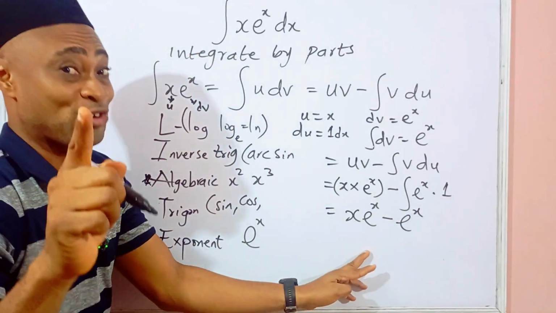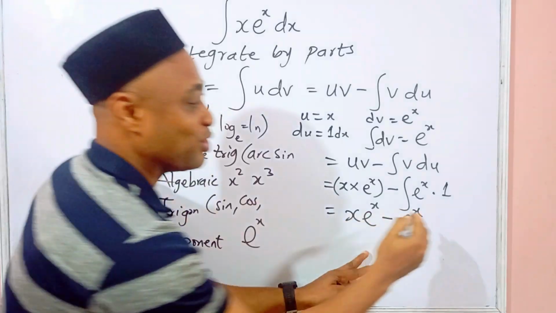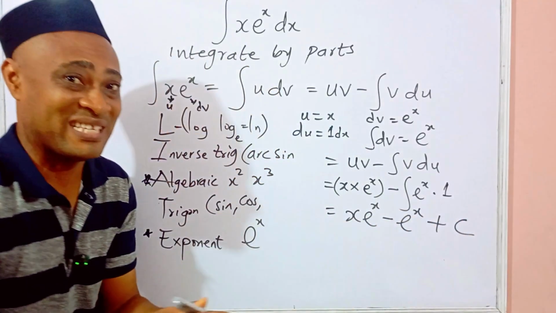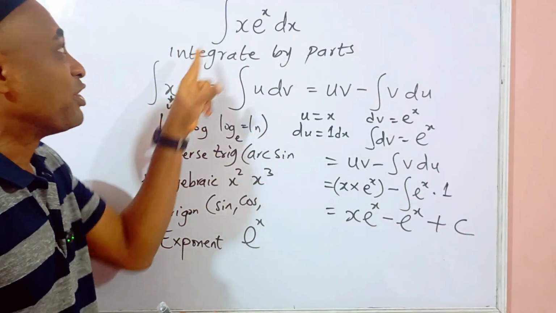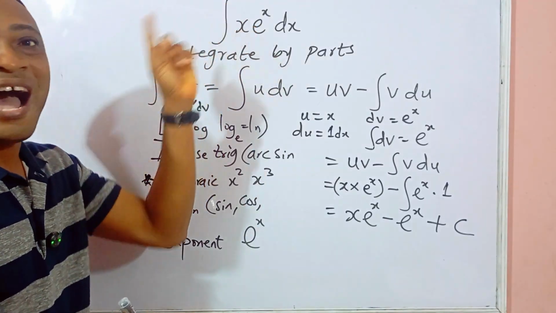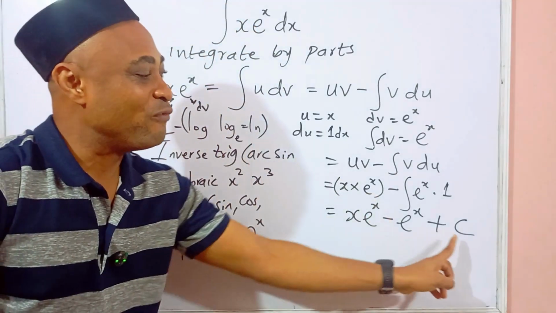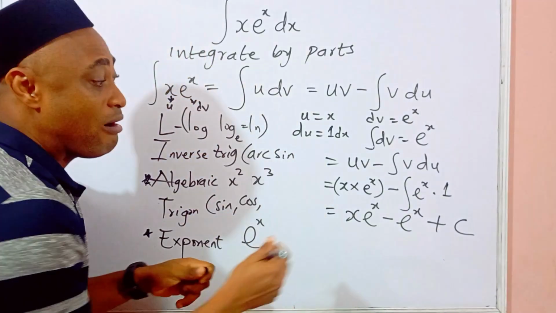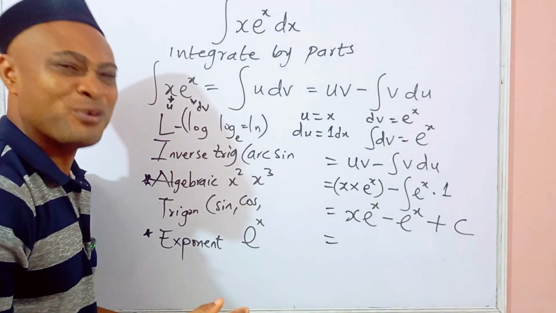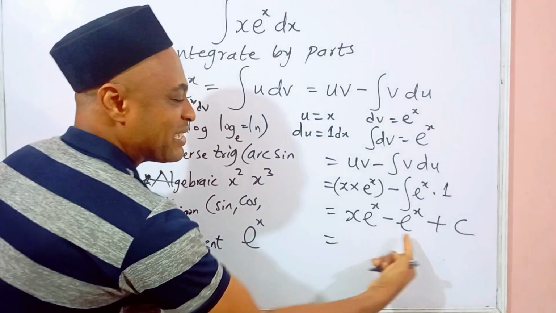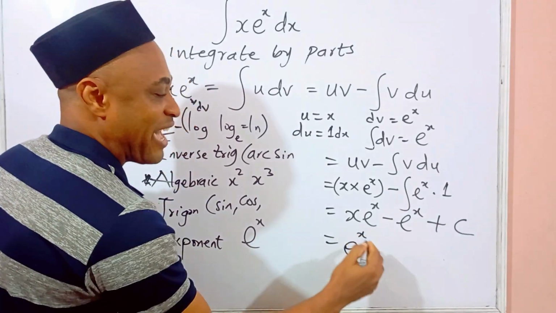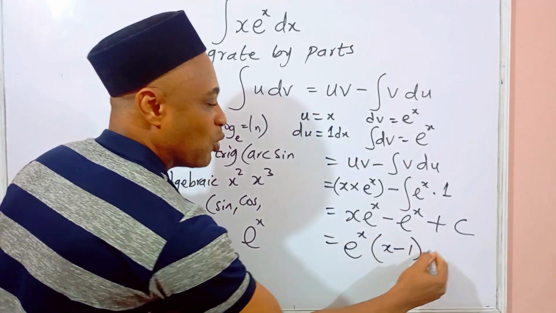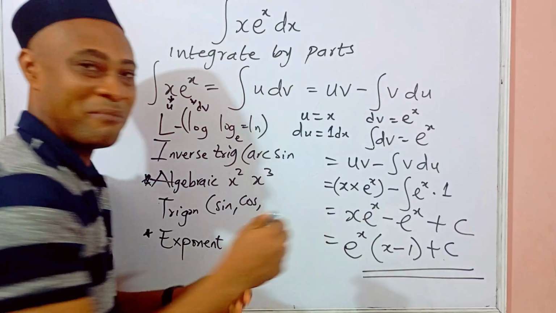This is my answer, but don't forget the Simplifier is here with you. Don't forget to put your plus c. Remember, because this question does not have limits, no upper and lower limits, when you solve, don't forget to put your constant. So finally, I can leave my answer this way, or I can prove that I am good with my simplification. What is common here? e to the power of x is common. I have e^x times (x minus 1) plus c as my answer.